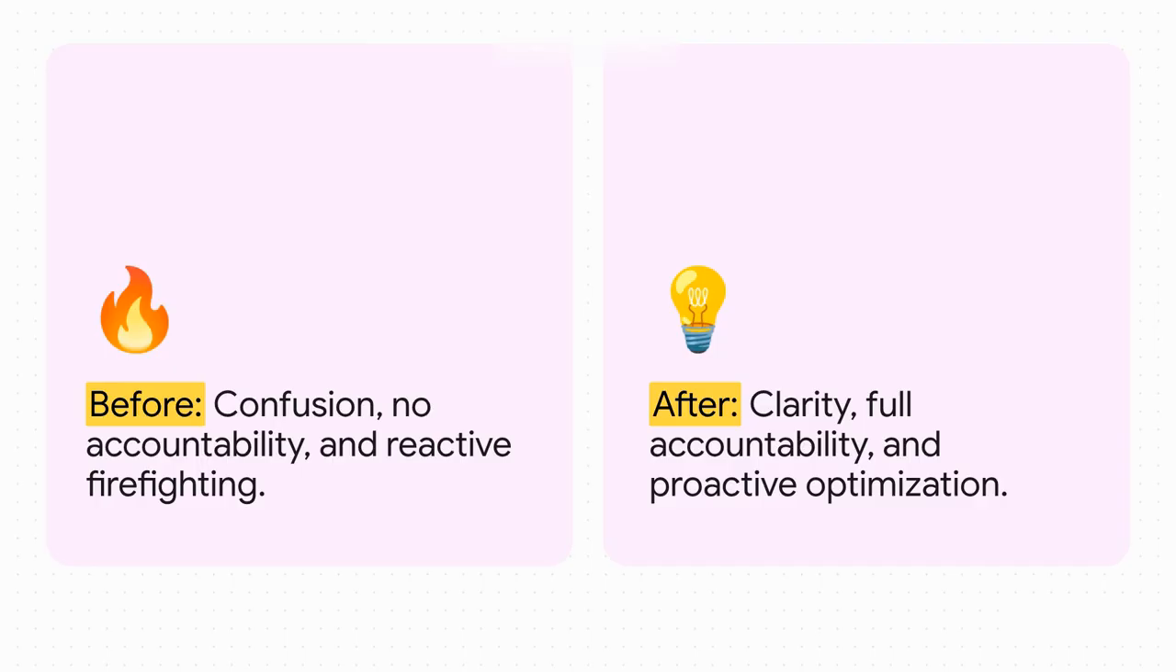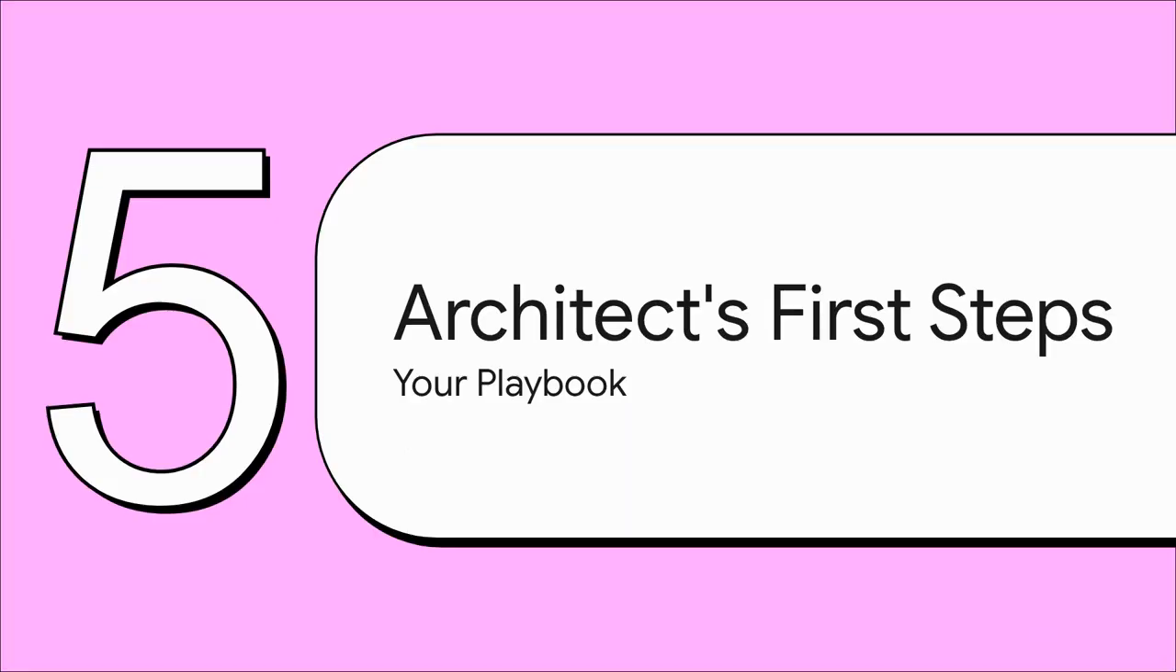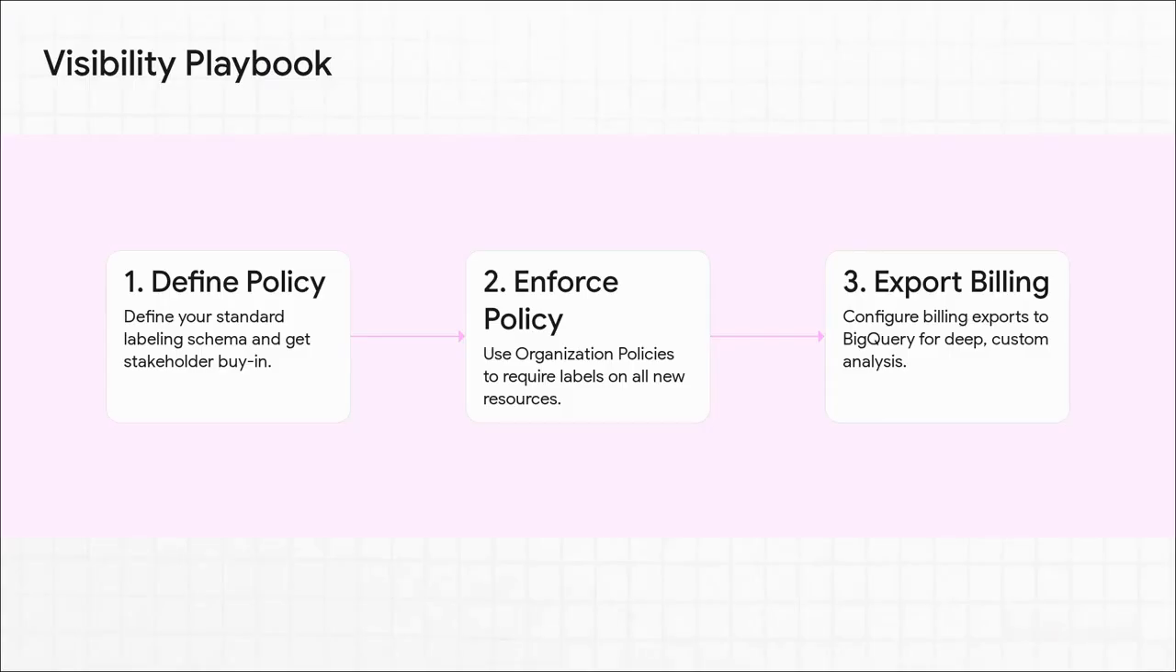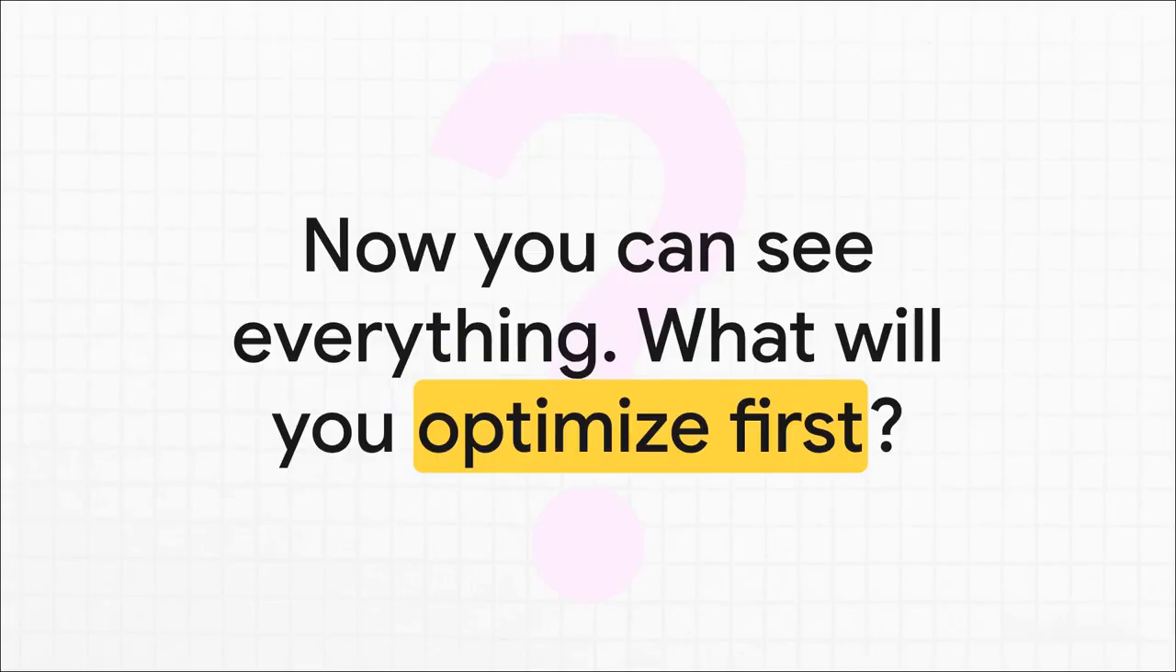So you're on board, you're convinced. You want to get to that after state. Where on earth do you begin? Let's lay out a simple architect's playbook. Your playbook has just 3 steps. That's it. First, you define that standard labeling policy, and you get buy-in from all of your teams. Second, and this part is absolutely critical, you enforce it automatically. Use an organization policy to require those labels on all new resources, no exceptions. And third, you configure your detailed billing export to go directly to BigQuery. This is what gives you that raw, granular data you need to build incredible dashboards in Looker Studio or run really deep analytical queries.